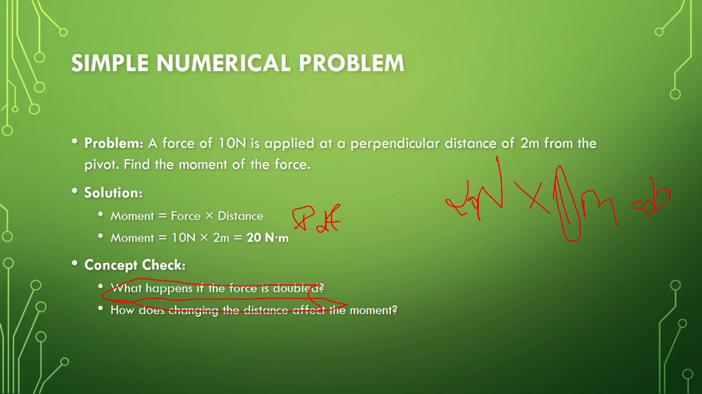But if you increase the distance, the force is decreased. See, how does changing the distance affect the force? Here, if you increase the distance, the force is decreased. So now if I make the distance 4, the force becomes 5 Newton. Okay, so I think you guys understood.